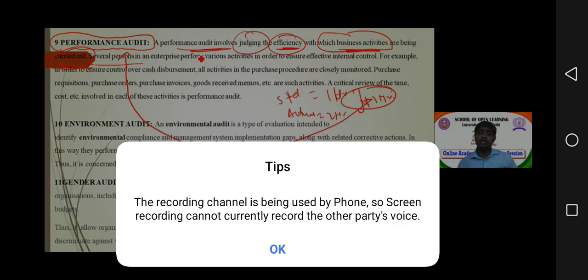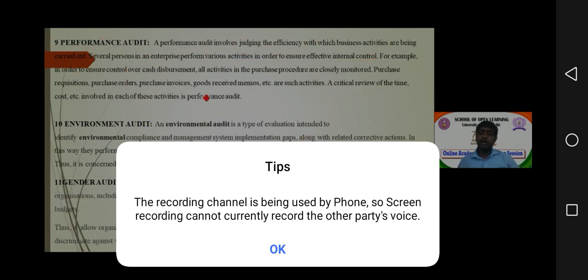So several persons in an enterprise perform various activities in order to ensure effective internal control is applied, and we are going to ensure that we are in a situation to control the whole business affairs of the organization in a very efficient manner. All right. So for example, in order to ensure control over cash disbursement, all activities in the purchase procedure are closely monitored, such as the purchase requisition, purchase order, purchase invoices, goods received memo, etc.